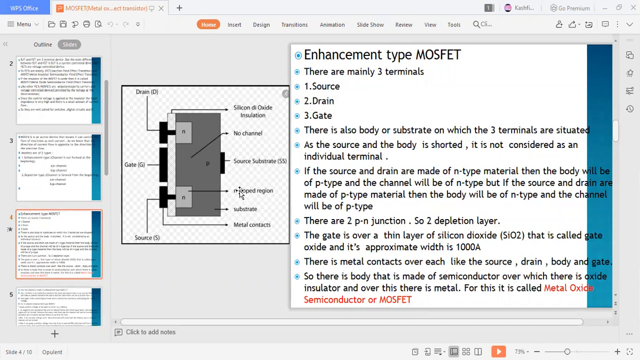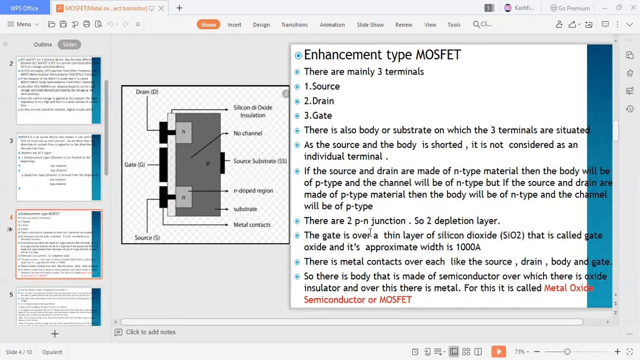The source and the body will be shorted. If the source and drain are made of N-type material, then the body will be of P-type and the channel will be of N-type. But if the source and drain are made of P-type material, then the body will be of N-type and the channel will be of P-type. Now for this MOSFET, the body is of P-type material, the source and the drain are of N-type material.